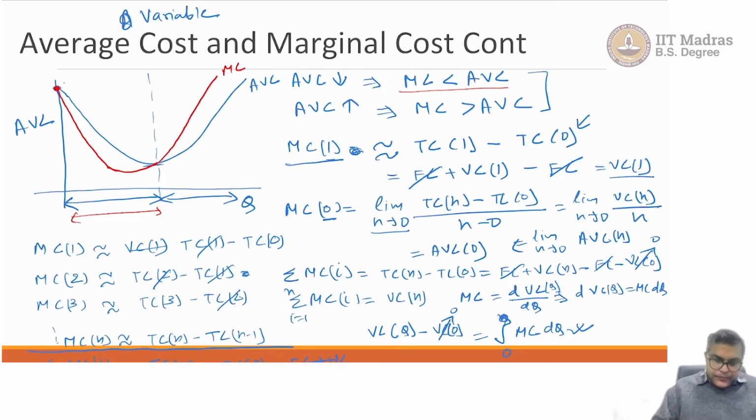What does it mean? That if we integrate the area under the MC curve from here, let's say 0 to this point, or any point for that matter, we will obtain how much the variable cost is up to this point. And so that is the relationship that we have obtained.